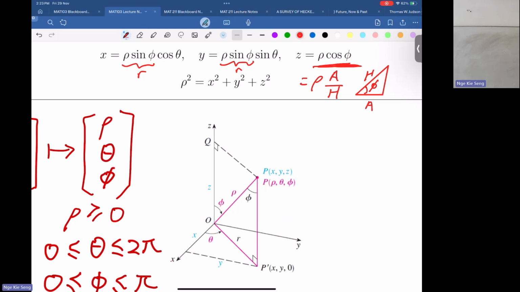So does it compute the height or not? Do you agree it computes the height here? It represents the height of this point P. If you take rho times cos phi, do you agree it represents the height of P?